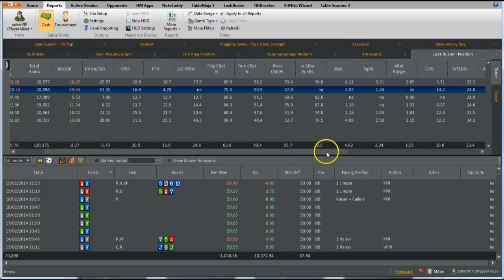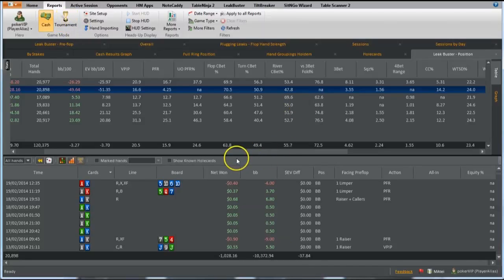Versus 3-bet fold should probably be around 60%. So if you find your versus 3-bet fold is in the low 50s or below 50, you may have 1 or 2 issues. Whereas if you find that it's significantly above 65%, then you probably have some issues as well. So it wants to be somewhere in the middle.